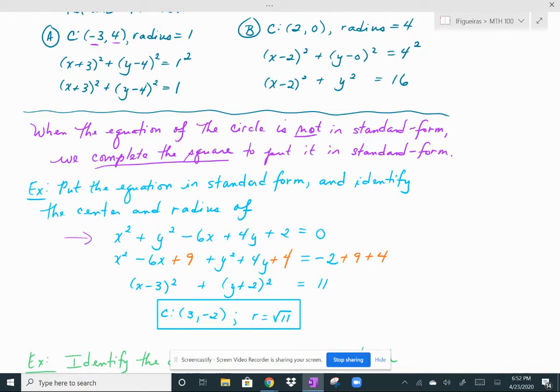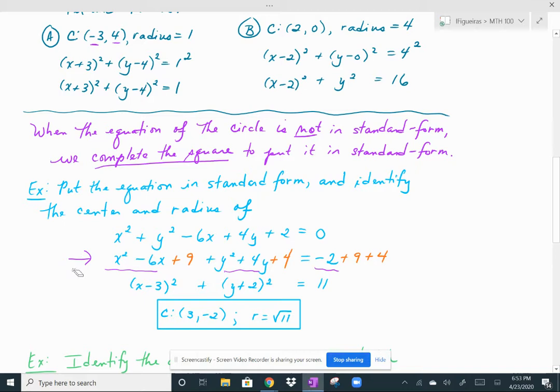So the first thing you need to do is rewrite your equation so that your x's are together. You can ignore what you see here in orange for now. So I put my x terms next to each other. I also put my y terms next to each other. And the constant got moved to the other side. So instead of having plus 2, I subtracted it, and I get negative 2 on the other side.